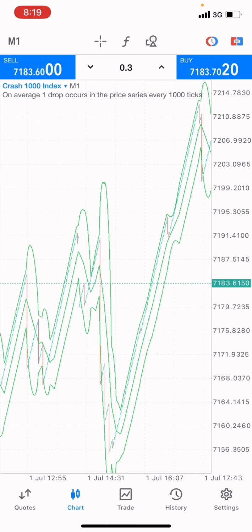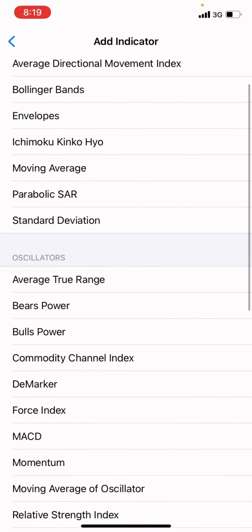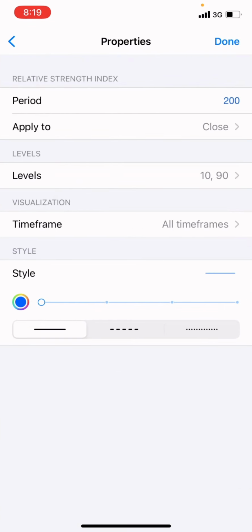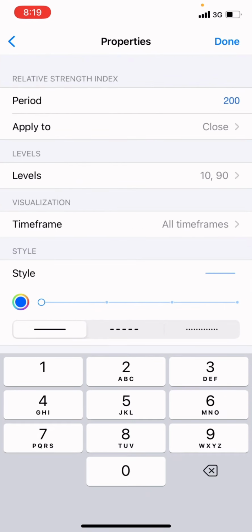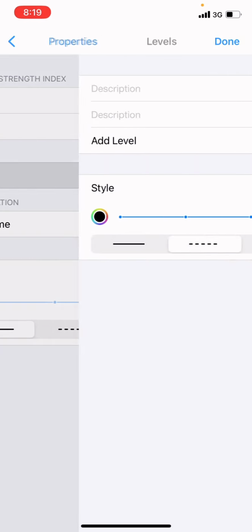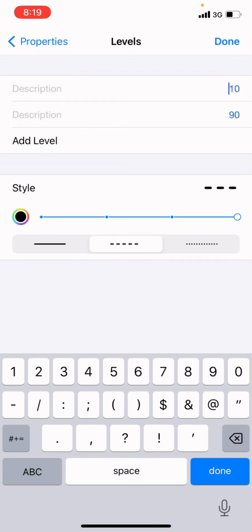the second indicator, is going to be the RSI, which is the relative strength index. So we're going to look for the relative strength index. Selecting the relative strength index, the period is going to be 200. You apply to close. Then the levels are going to be 10 and 90.